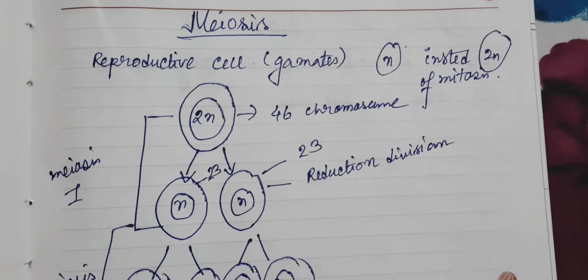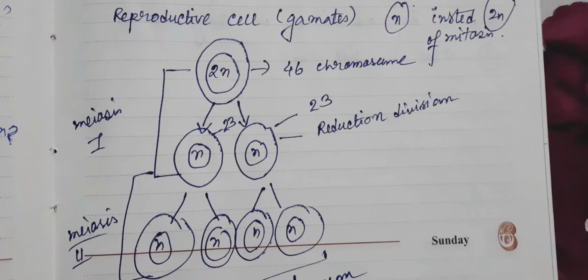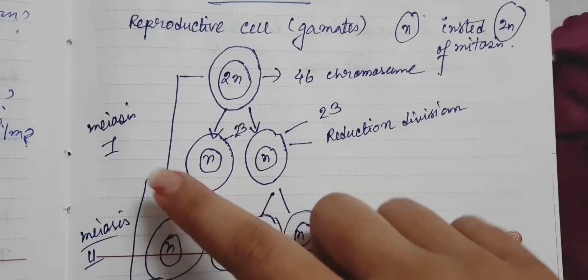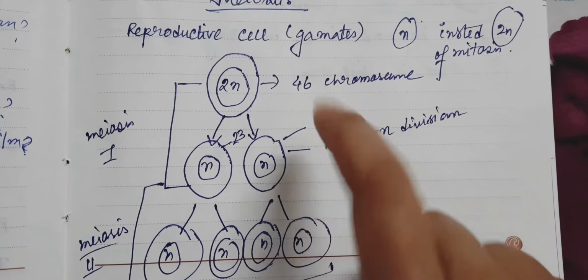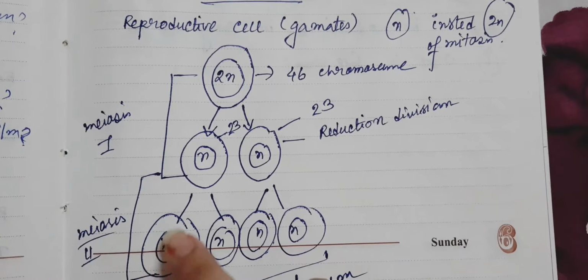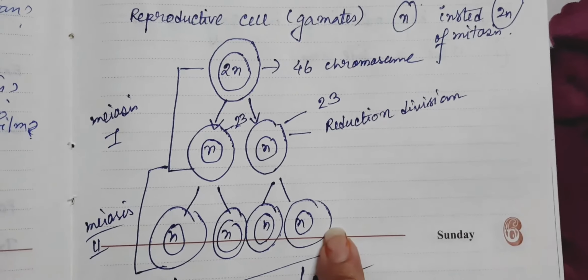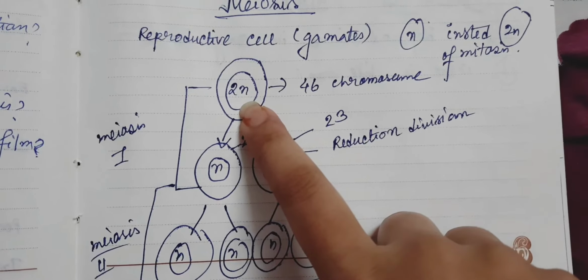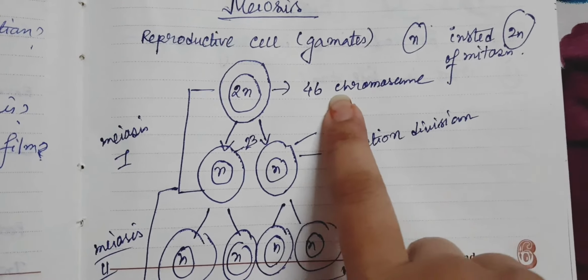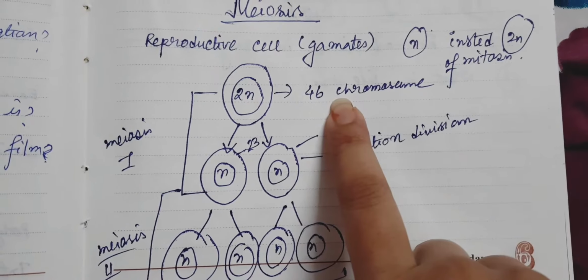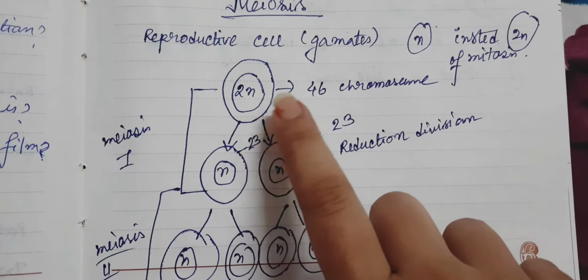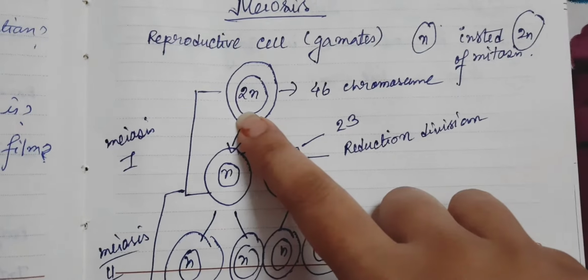In meiosis there are two stages: meiosis 1 and meiosis 2. In meiosis 1 the division is known as reduction division, and meiosis 2 is almost the same as the mitotic phase. 2n means 46 chromosomes. We know that we have 46 chromosomes, or 23 pairs of chromosomes. So 2n means within the cell 46 chromosomes are present. That's why it is 2n.